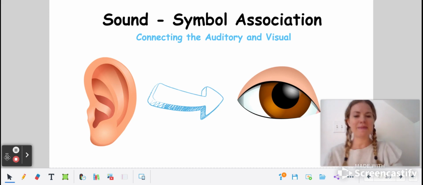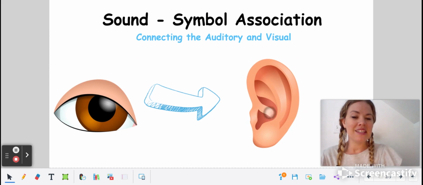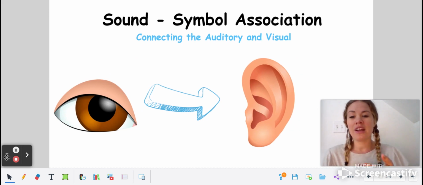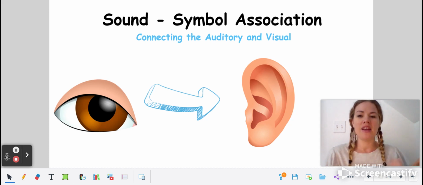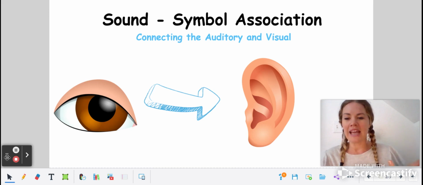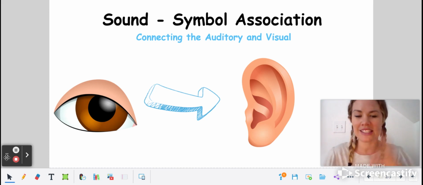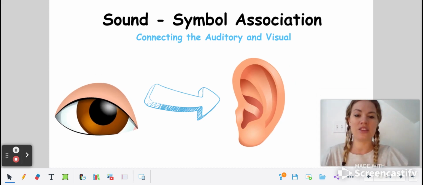And then let's think about the other way around. Let's say we're going from something that we see to something that we hear. You're looking at something and you are trying to interpret that into what sound that might be. Let's say, for example, you're trying to read the word cat. You're looking at C-A-T. What does C say? It says k. What does A say? It says ah. What does T say? It says t. So you're taking those things that you see and you're putting them into sounds. That's what we call reading.